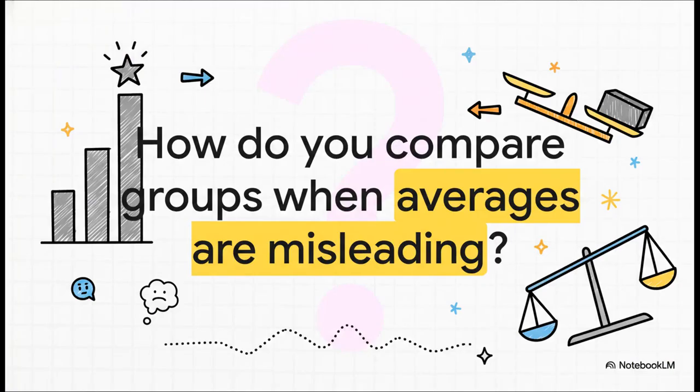And that really brings us to the core question, doesn't it? What do you do when a few huge numbers are dragging your averages up, or a few terrible ones are pulling them down? If you just compare the means, you could be making a decision based on a complete illusion. One massive sale could make a team look like superstars when they're not. So, how do you find the truth in the data?